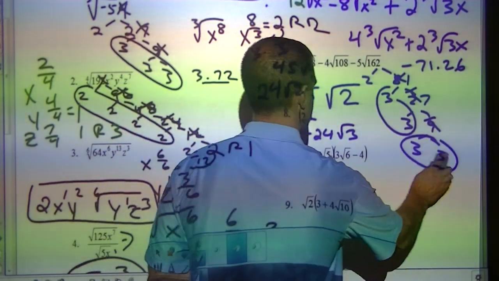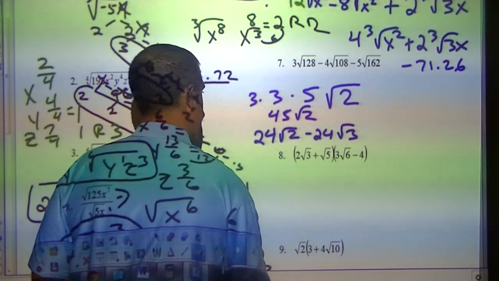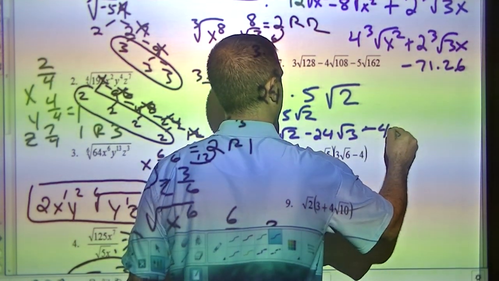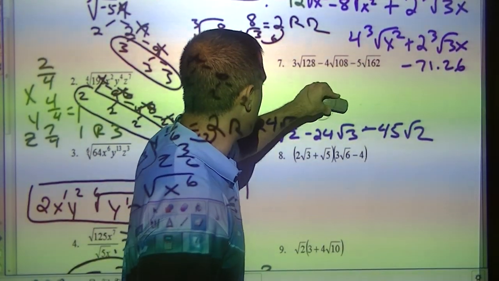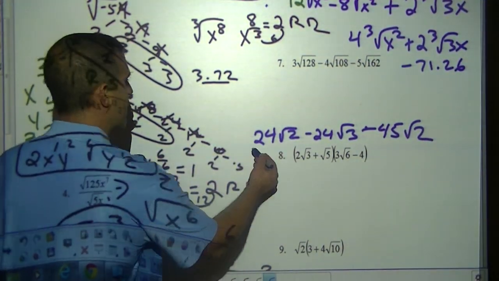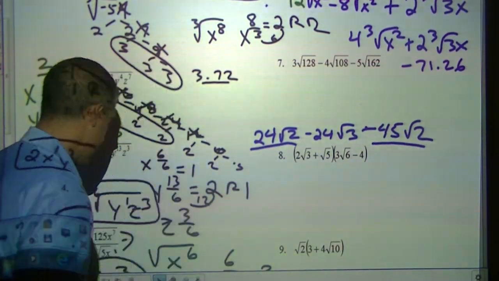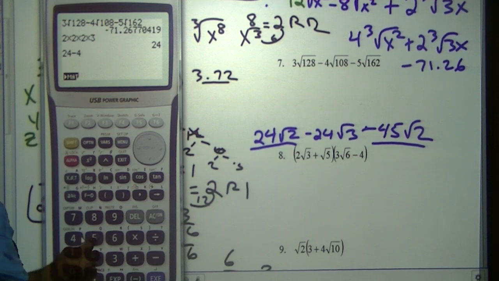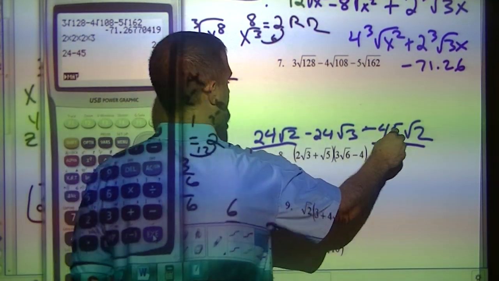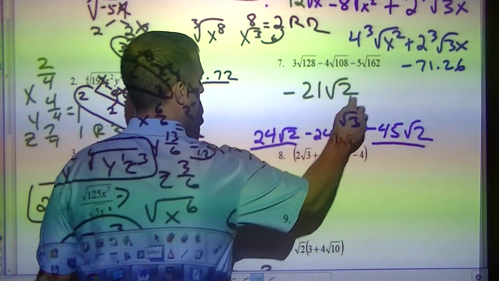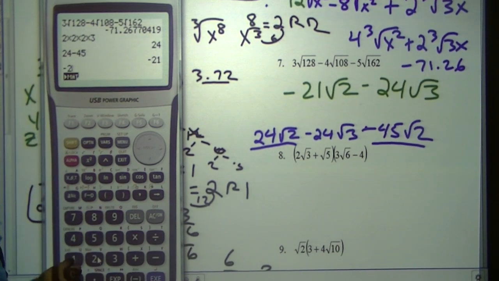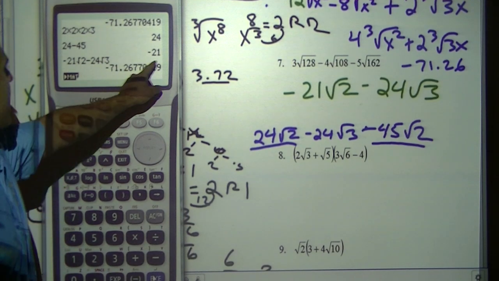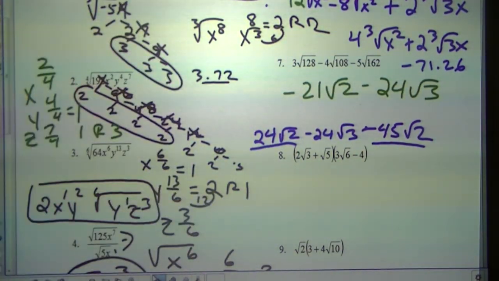So I'm going to go ahead and erase that. What I got here is minus 45 square root of 2. I'm going to keep all of those together. Now, the only ones that can combine there are this one and this one, and all I do is 24 minus 45, I get negative 21. So I got negative 21 square root of 2 minus 24 square root of 3. Now, let's go back to my answer, negative 21 square root of 2 minus 24 square root of 3. And look, that matches up with what I got originally, so I know I'm good.